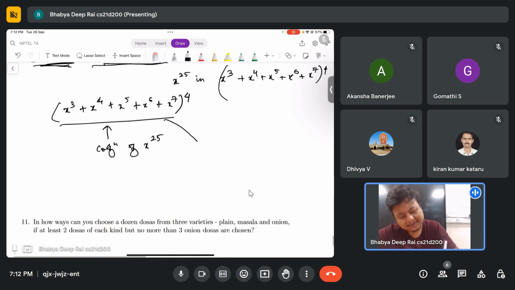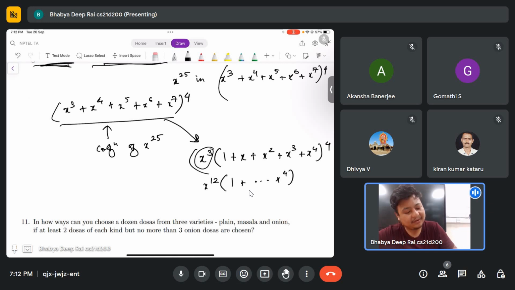Some of you may also think of simplifying it this way: you can take x to the 3 common, and you can do 1 plus x plus x square plus x cube plus x to the 4, whole to the power 4. Since x to the 3 is already there, this will become x to the 12 times 1 plus so on until x to the 4, whole to the power 4. So you might say coefficient of x to the 13 in this particular polynomial, and that too is correct.